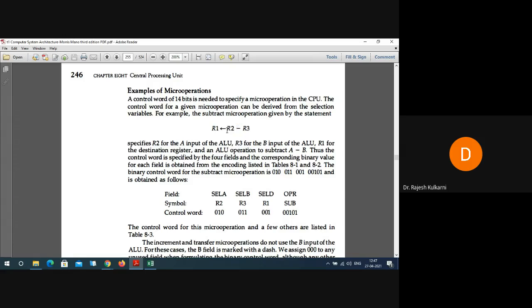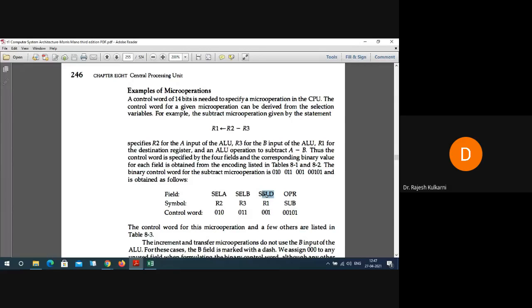So the content of R2, multiplexer A, content of R3, multiplexer B, subtraction will happen. Then you are storing the content in R1. So again, for select A, select B, select D and operation, how many bits are there? Total 14 bits are there. So R2 will be for multiplexer A, R3 for multiplexer B, R1 for decoder, and the operation is subtract operation.